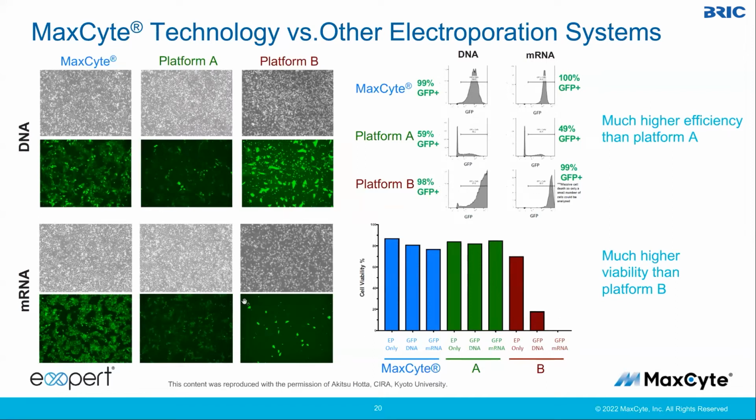So with that said, usually we see either or with other platforms. Maybe you get the viability but no efficiency, or you get the efficiency but no viability. With MaxCyte, you can get the best of both worlds. So definitely consider not just the efficiency, but the viability and what you need to do with those cells after electroporation.